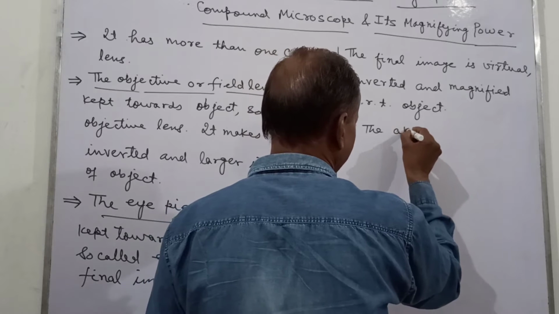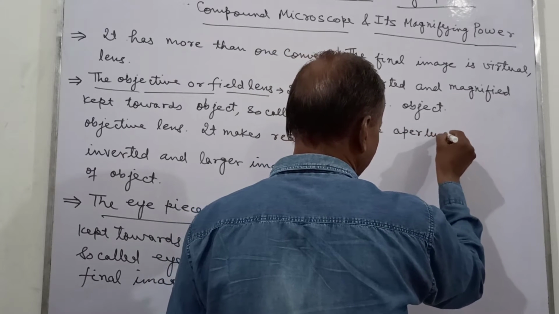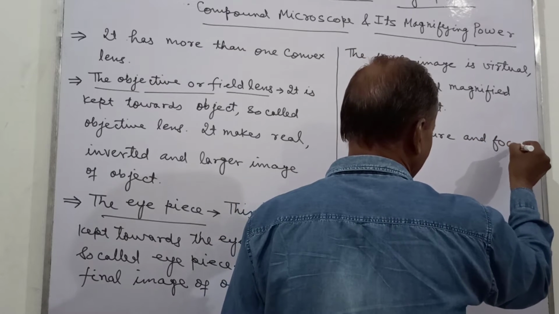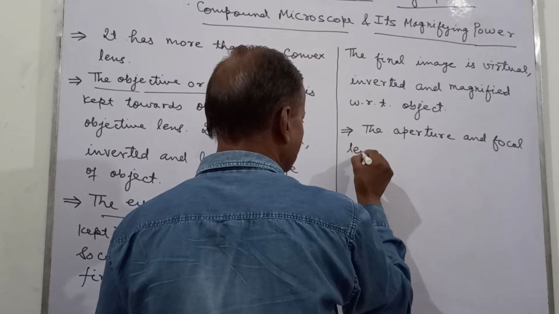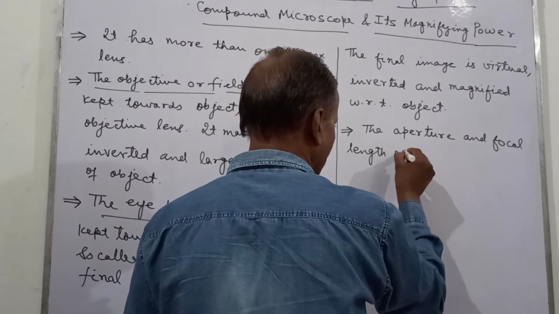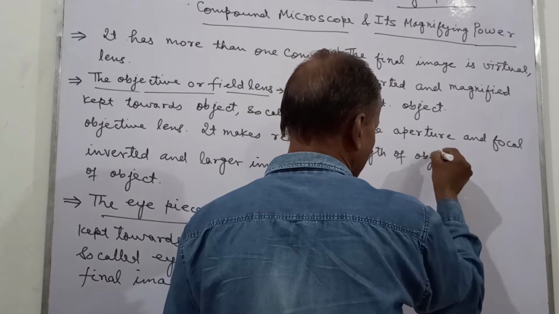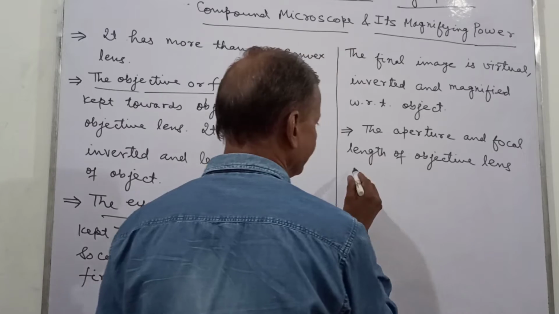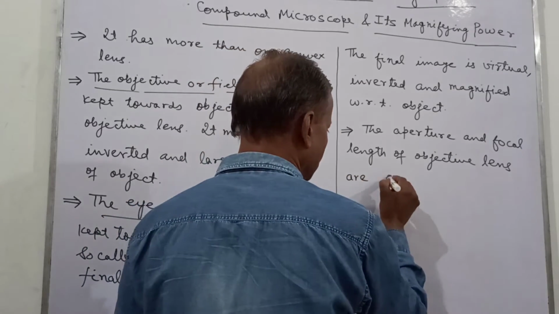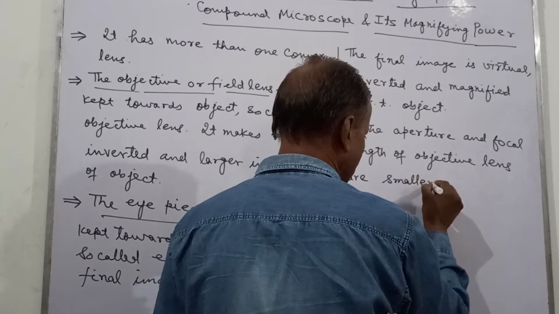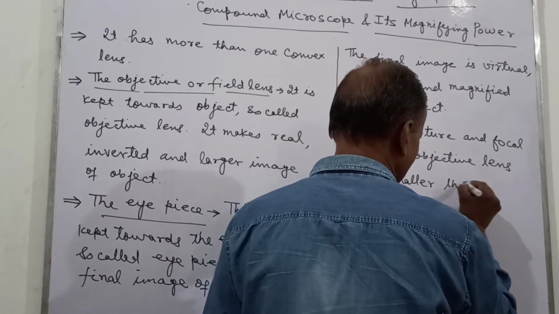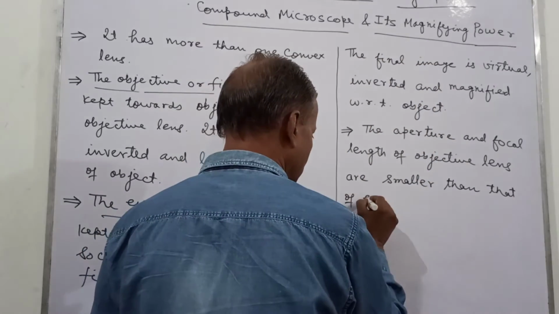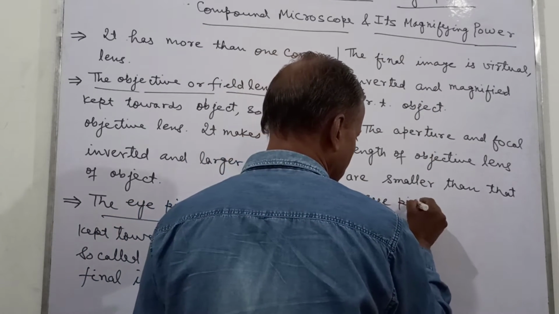The aperture and focal length of the objective lens are smaller than that of the eyepiece.